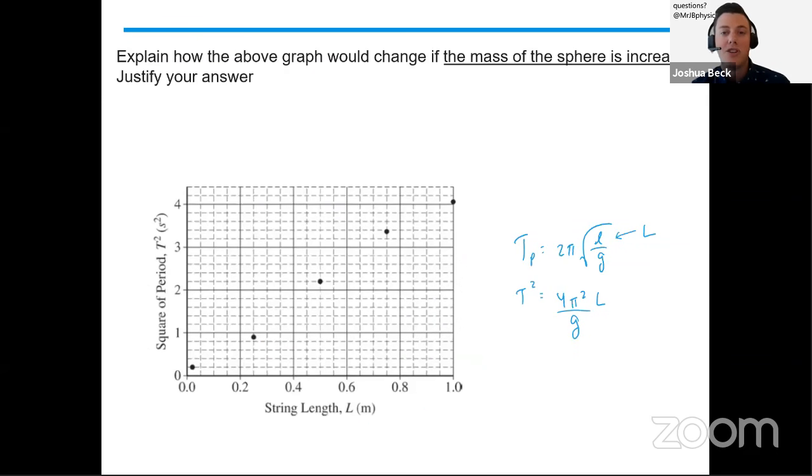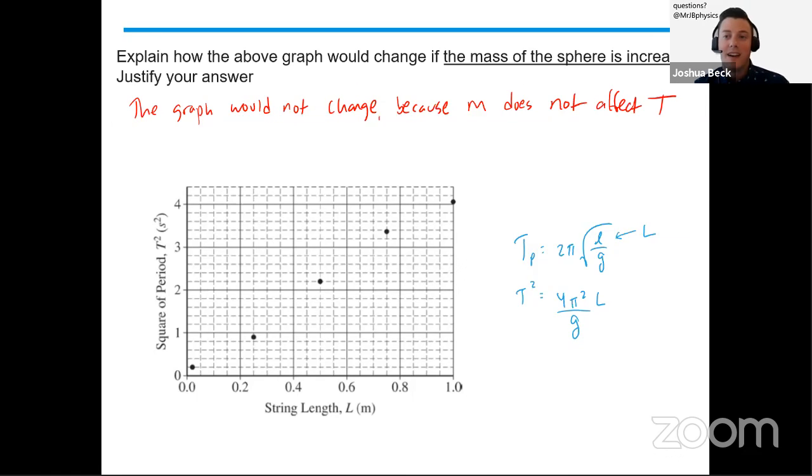Explain how the above graph would change if the mass of the sphere is increased. Well, the graph would not change because m does not affect T. That's it. The period of this pendulum is not going to be affected by mass. Will mass change the size of the forces that are at play? Absolutely. Will it change the total amount of energy we might be dealing with as this thing moves through its range of motion? But none of those are going to affect the period. You can certainly go back to the simple harmonic motion lesson from a few weeks ago. I definitely covered this in detail, so feel free to go back and take a look at this.